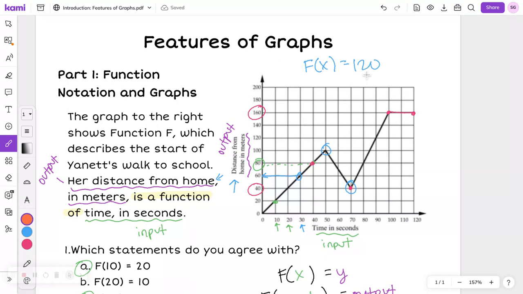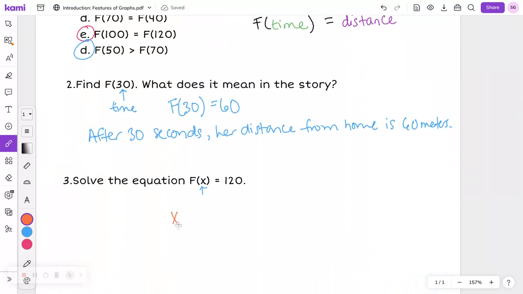So in this final question here, instead of giving you the input, I gave you the output, which means I gave you the distance. So looking at our graph, the distance is 120. We are trying to find the input. We are trying to find the time. At 120 meters, here it is, she is 90 seconds into her walk. So for that final one, I would say x equals 90.